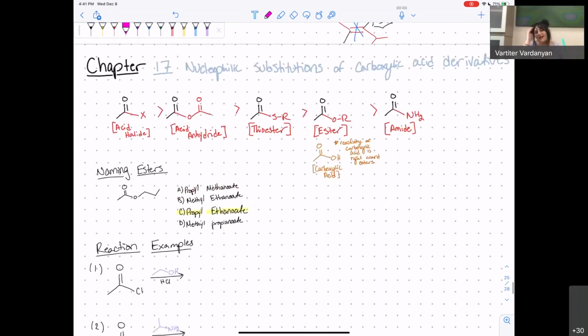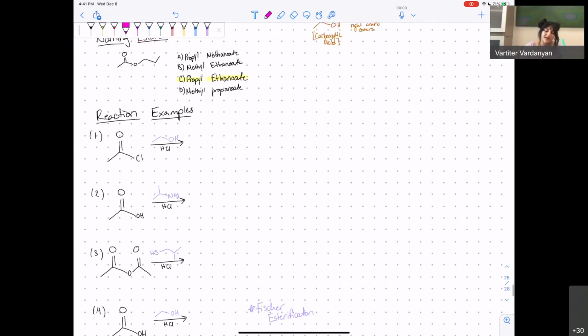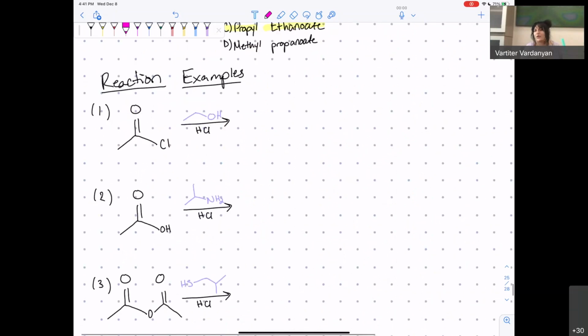Okay, chapters 17 and 18. Chapter 17 is pretty cool because it doesn't involve a lot of thought. And if you hated chapter 17, hear me out, because there's not much. Yes, you have to know the order of reactivity. That's just memorization. Naming, also memorization. So the only thing you kind of have to know is the reactions. But we have the Rosemary method again.